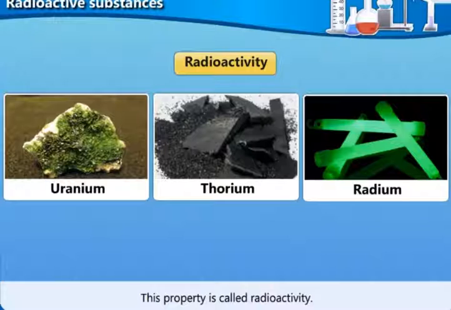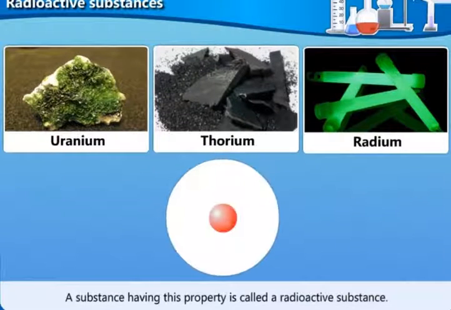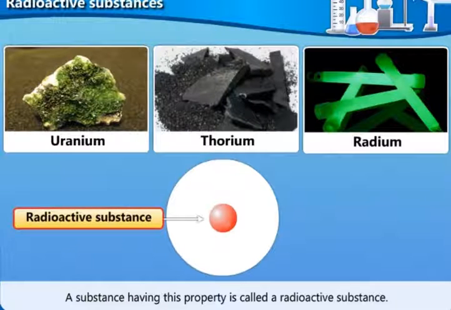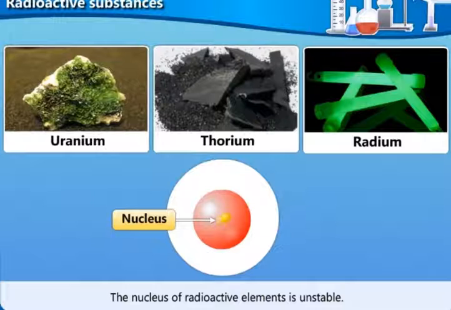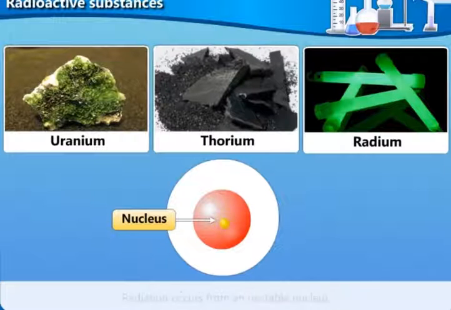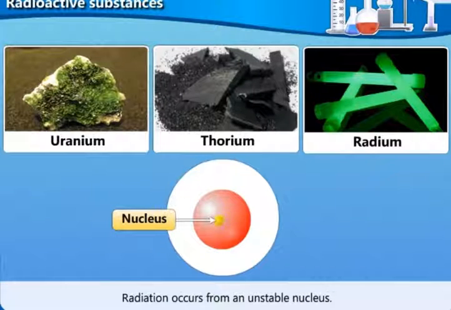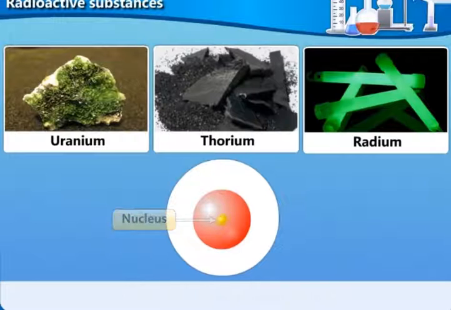All elements which have an atomic number of 92 or more. 92 atomic number is uranium, and then all the subsequent ones, they are radioactive in nature. A substance having this property is called a radioactive substance. The nucleus of radioactive elements is unstable. Radiation occurs from an unstable nucleus.